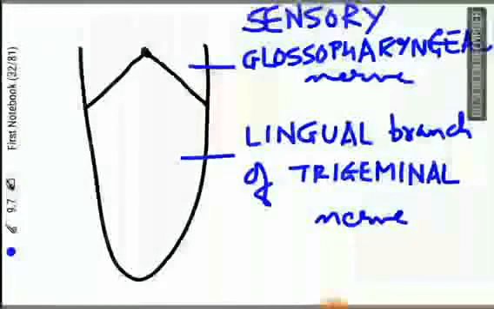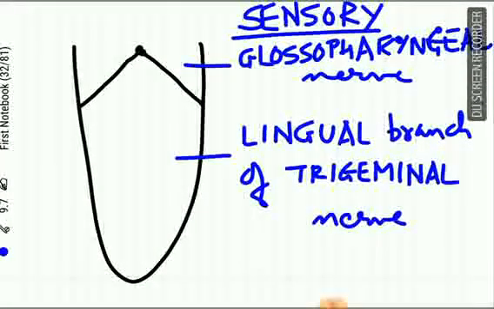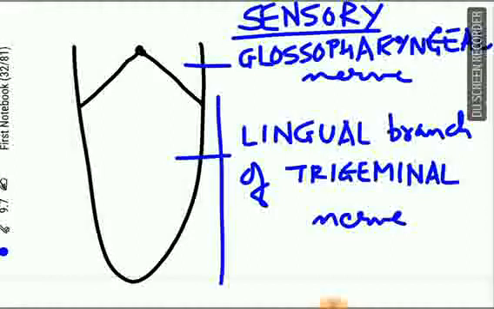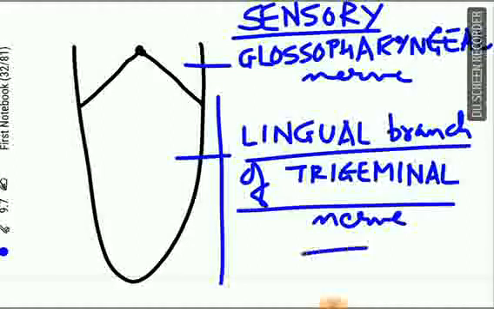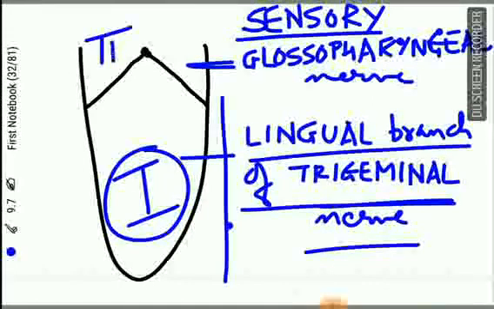Now, the sensations in the tongue are sensory, taste and motor. Now, let us study one by one in detail. The sensation of the tongue is supplied by two nerves. The anterior two-thirds by the lingual branch of the trigeminal nerve. The anterior two-thirds is formed from the first pharyngeal arch, whose nerve is the trigeminal nerve. So, anterior two-thirds of the tongue is supplied by the lingual branch of trigeminal nerve, while the posterior one-third is formed by the third pharyngeal arch. So, it is supplied by the glossopharyngeal nerve.